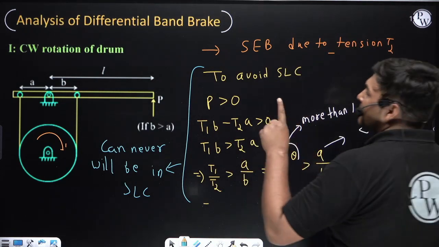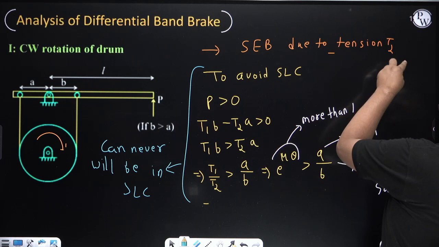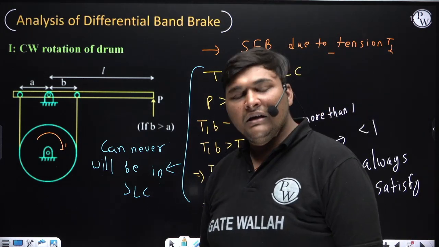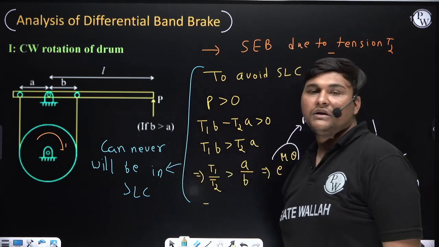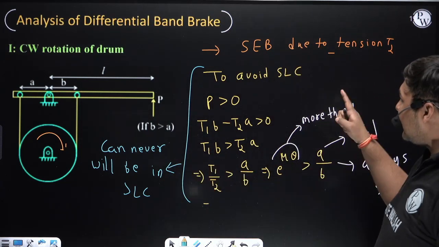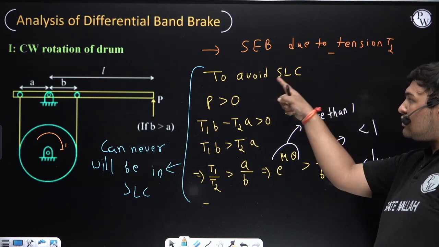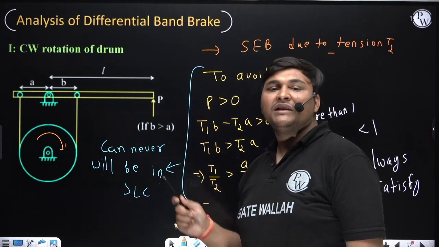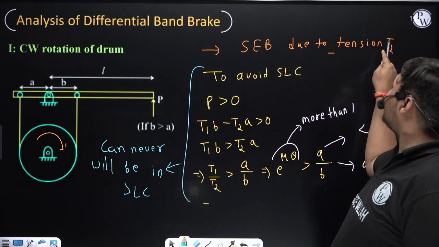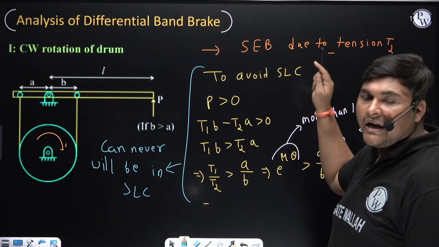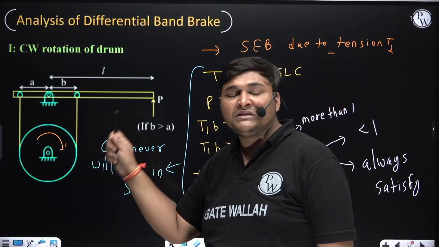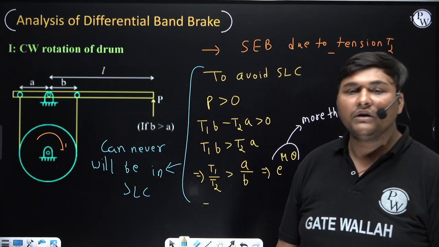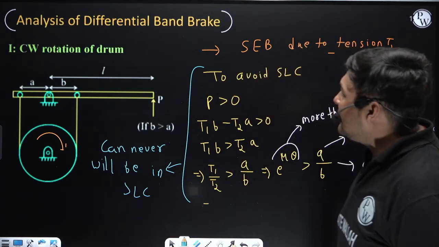Or if you want to remember, you can remember it like this. If the brake is self-energizing due to lesser tension, here the brake is self-energizing due to T2, and T2 is the lesser tension, in that case the brake will never go into self-locking condition, because it will always satisfy the condition which we need to satisfy to ensure the brake is not going into self-locking condition. That's why I have written it is self-energizing due to tension T2, slack side tension. If the brake is self-energizing due to slack side tension, it will never go into self-locking condition. Okay, now we will discuss the second case.